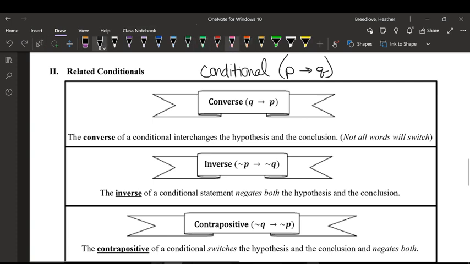So, again, we have P, just so you can follow it along. P then Q, Q then P. Not P, then not Q, not Q, then not P. So conditional and inverse have the same order. One's just negated. Converse and contrapositive have the same order, but one's just negated.